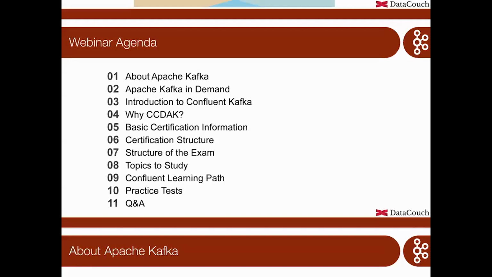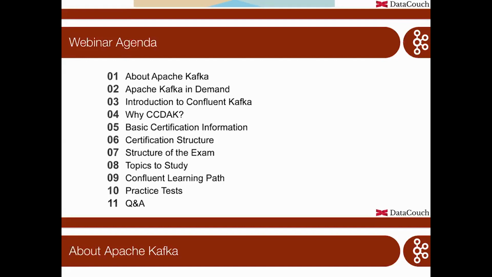Right now I am just on Apache Kafka. The next part we will be discussing is why Kafka is in demand. And then we will be moving on to Confluent Kafka, like how Confluent Kafka is different from Apache Kafka and what the differences are. We will be looking into that. Apart from that, we will also be looking into why clearing this certification makes sense.